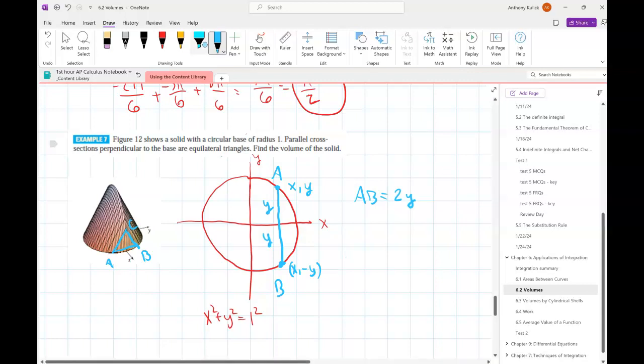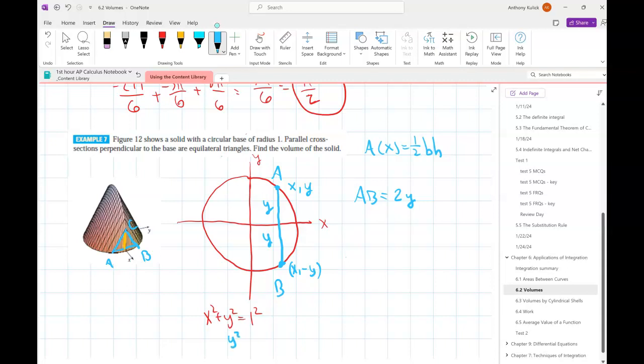Since the parallel cross sections are equilateral triangles, the area function I'm trying to write is 1/2 base times height, right? The base is going to be that length AB, but the height is going to be this distance here. We'll figure that out in a second. AB is 2y, but I'm going to do this in terms of x, so I need to rewrite y in terms of x.